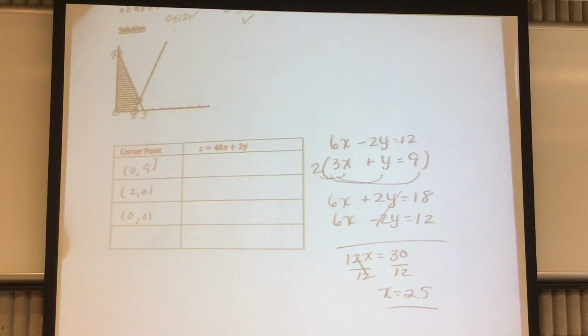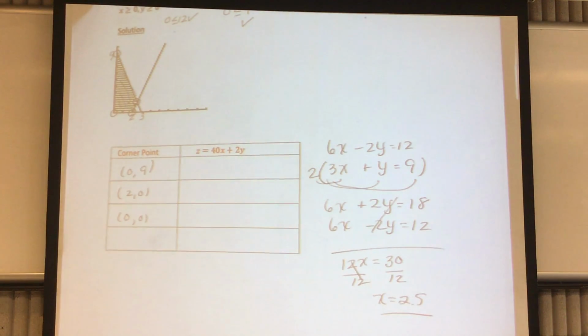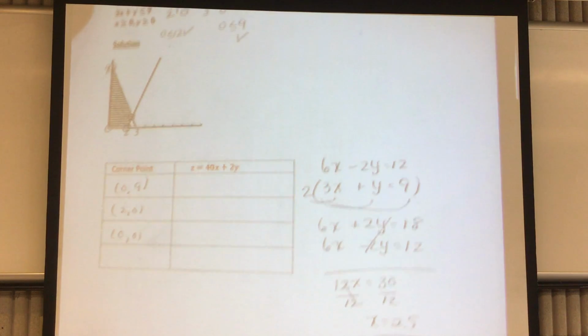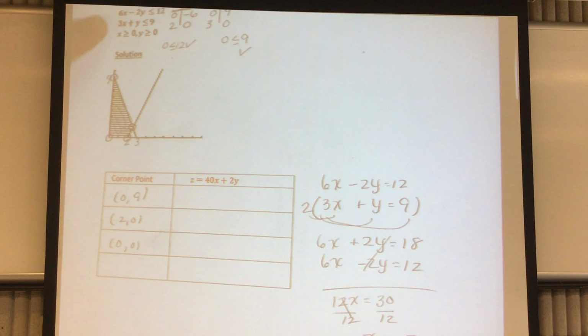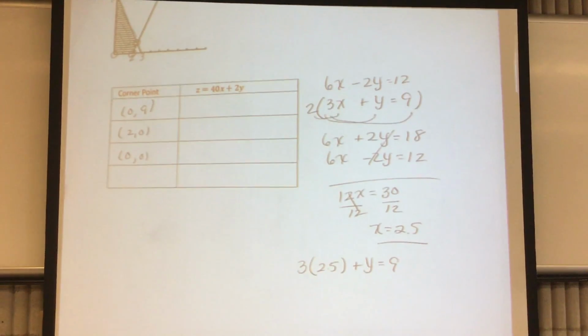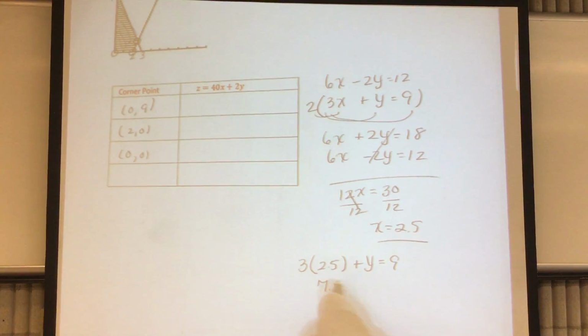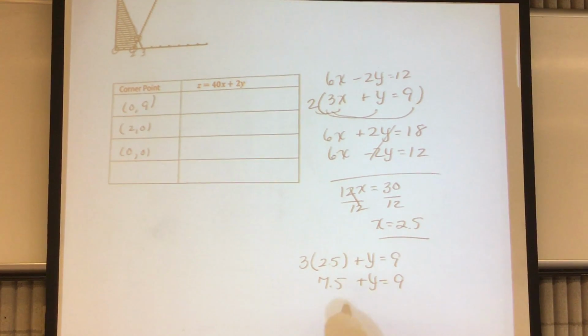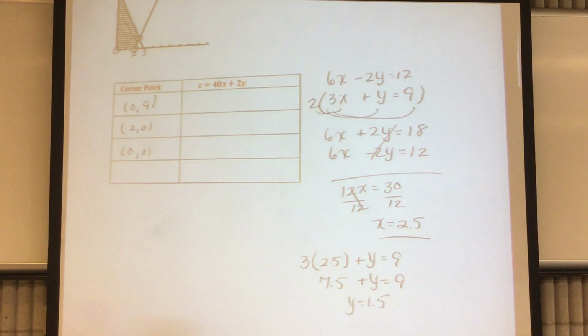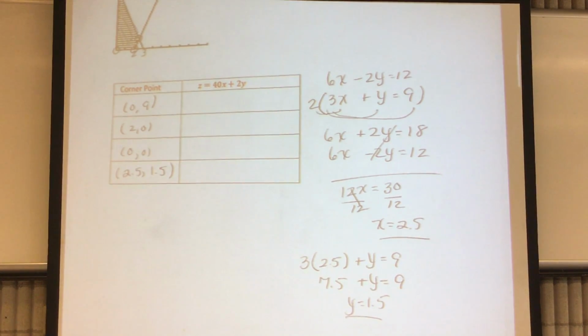And once I solved for x, I substitute that back into my equation and I solve for y. So I'm going to plug it back into the second equation. So I have 3 times 2.5 plus y is equal to 9. So 3 times 2.5 is 7.5 plus y is equal to 9. Subtract 7.5. So y is equal to 1.5. And this is my other corner point, 2.5, comma 1.5.